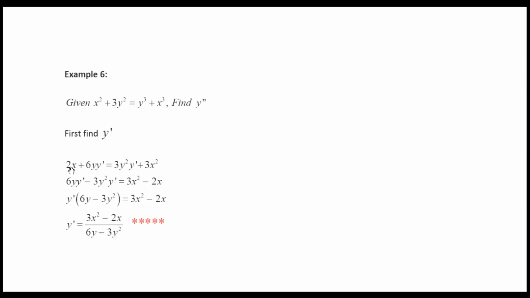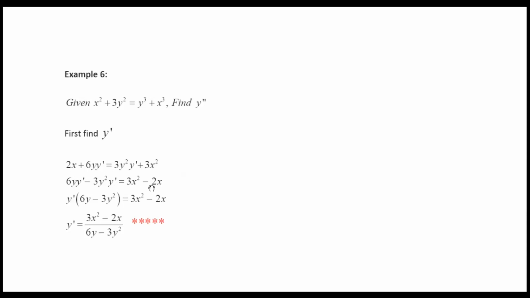So the derivative of x squared is 2x. The derivative of this is 6y, put a y prime with it. Derivative of this is 3y squared, put a y prime with it. The derivative of this is 3x squared. y primes to one side, we're moving to the left.